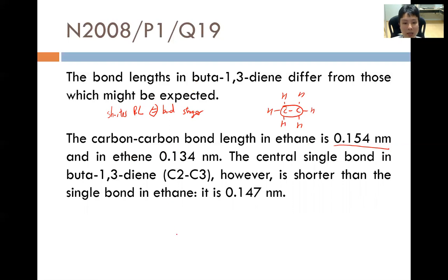Ethene, on the other hand, is a C-double-C bond, and a CC double bond is expected to be stronger than a CC single bond, and hence it is indeed shorter than that of a CC single bond. The central single bond in buta-1,3-diene, however, is shorter than the single bond in ethane, at 0.147 nanometers. So let us look at the structure of buta-1,3-diene.